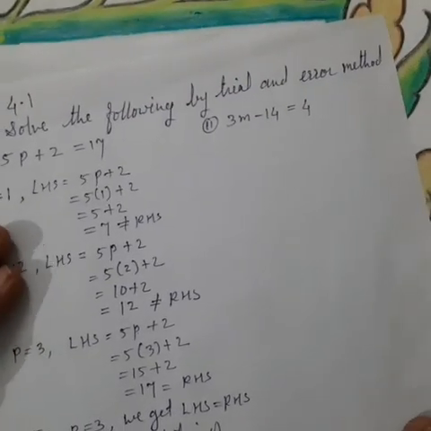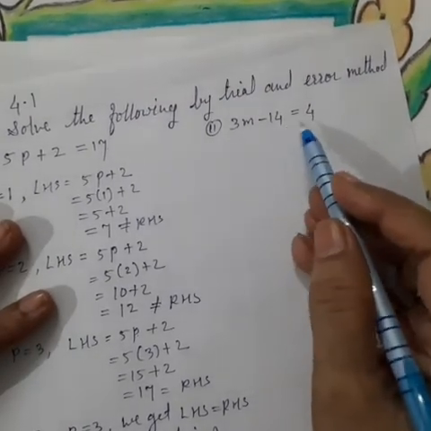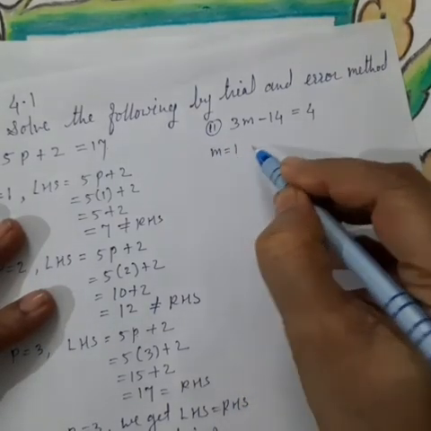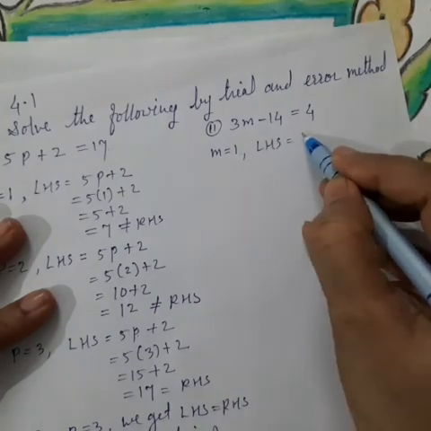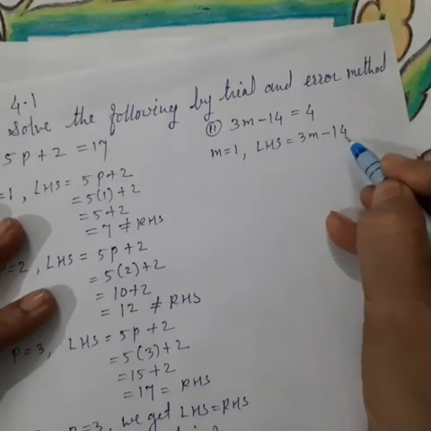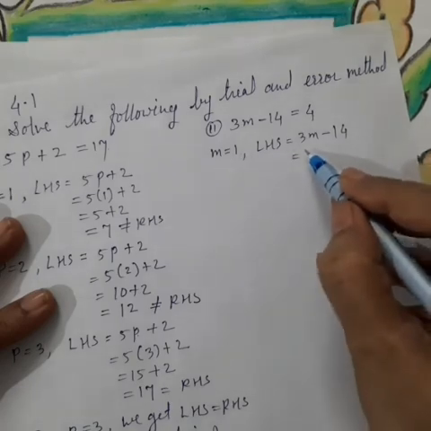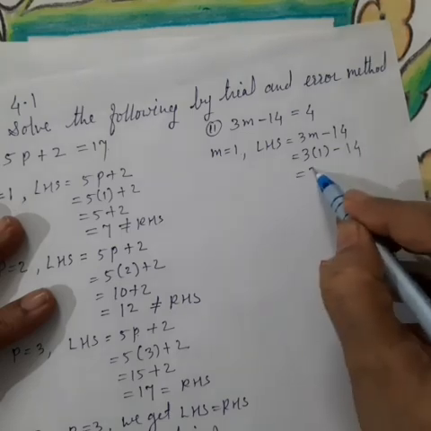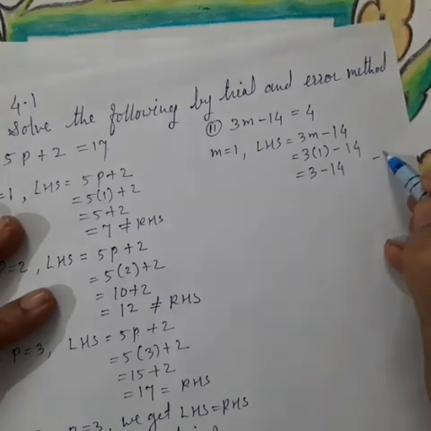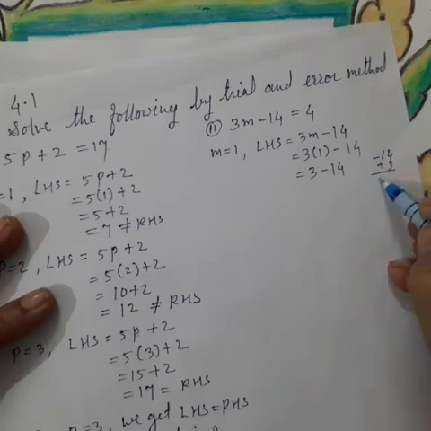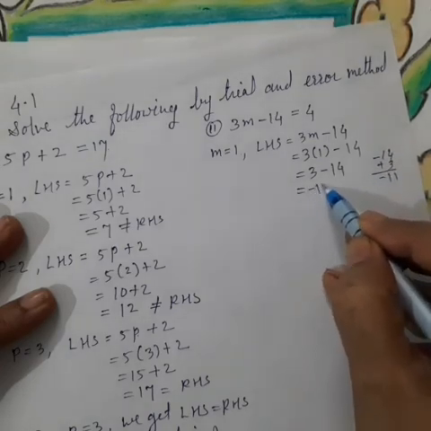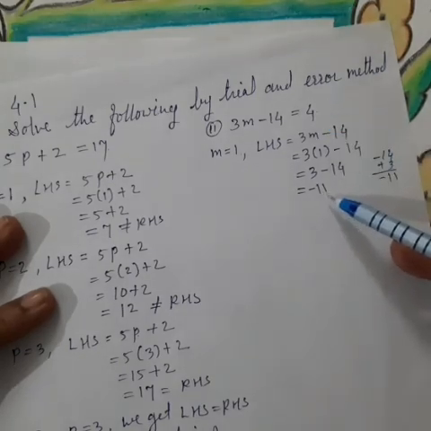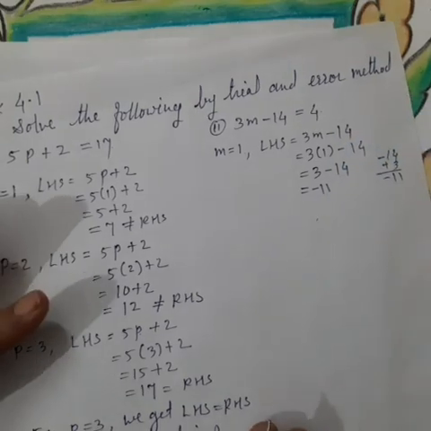Coming to this question, 3m minus 14 equal to 4. Let us put m equal to 1 first. Our left hand side is 3m minus 14. So at the place of m put 1. 3 ones are 3, minus 14. So minus 14 plus 3, we will get minus 11. So here we are getting minus 11. See, our right hand side is positive and here we are getting negative answer. So there is much difference. So we can skip some numbers.